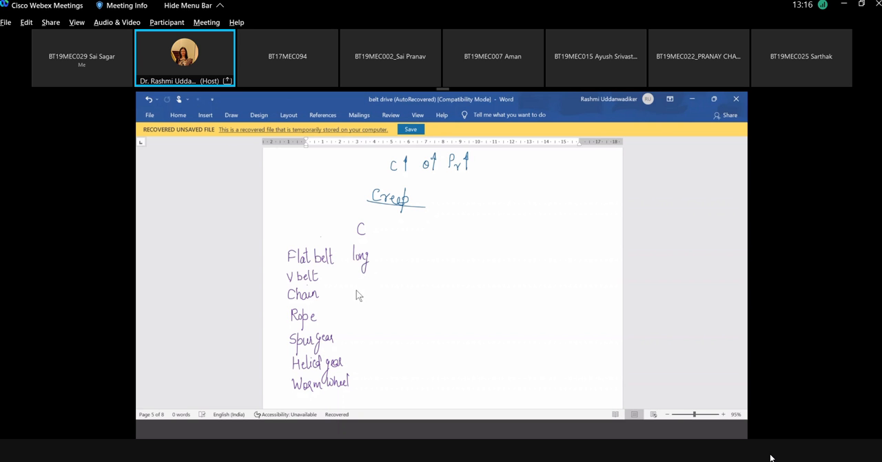for long center distance. V belt is comparatively shorter as compared to flat belt. Chain drive again comparatively shorter as compared to flat belt. Rope drives, they are used for very long distance. We have seen in case of elevators or for lifting the load in cranes, for very long distance, we go for rope drive. All the gear drives, you know, this is for very short distance. Center distance between two shafts has to be very short.